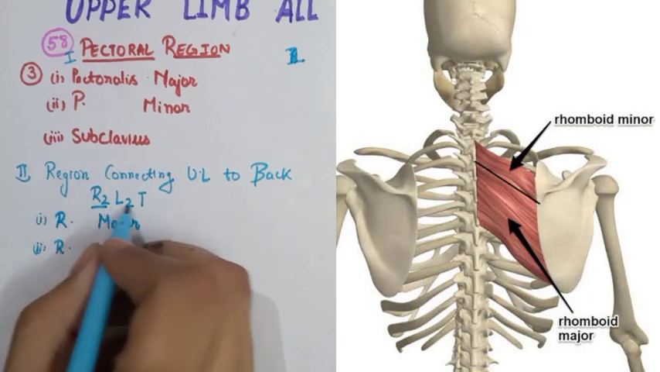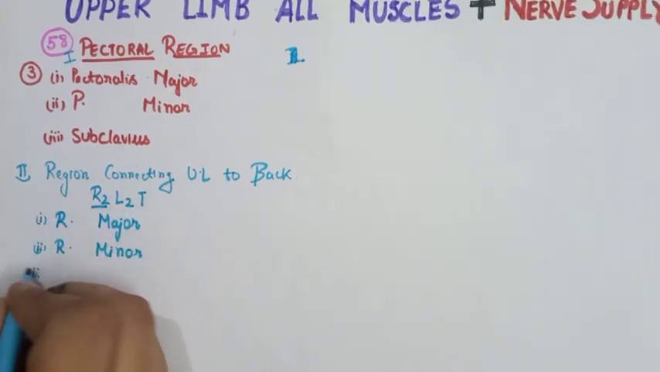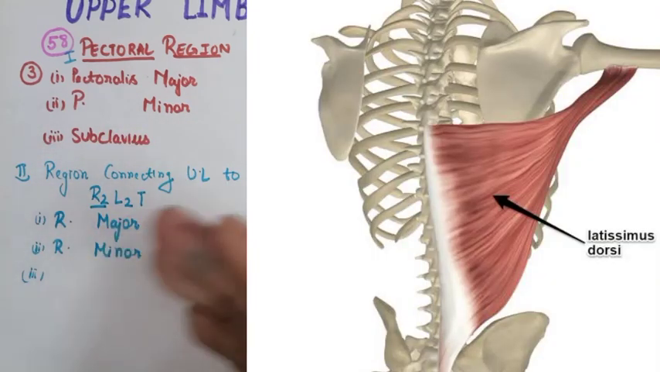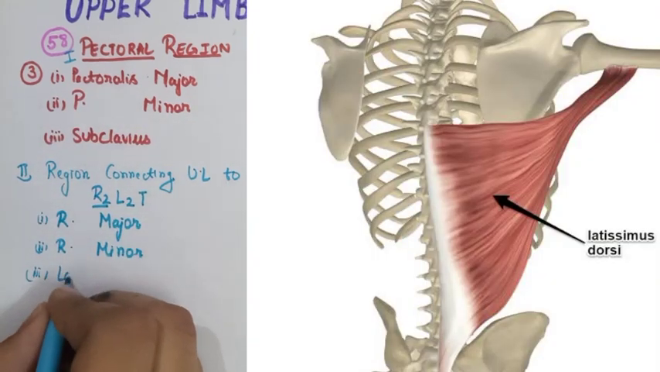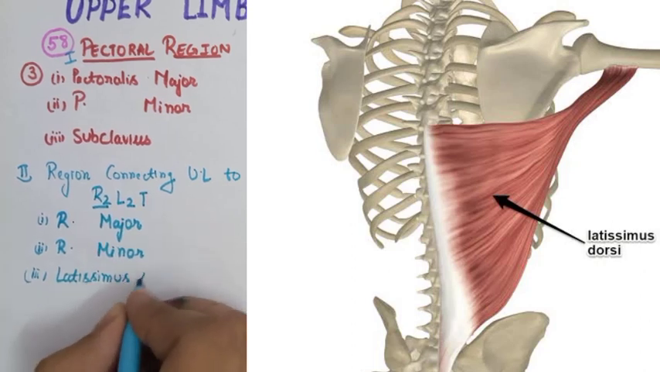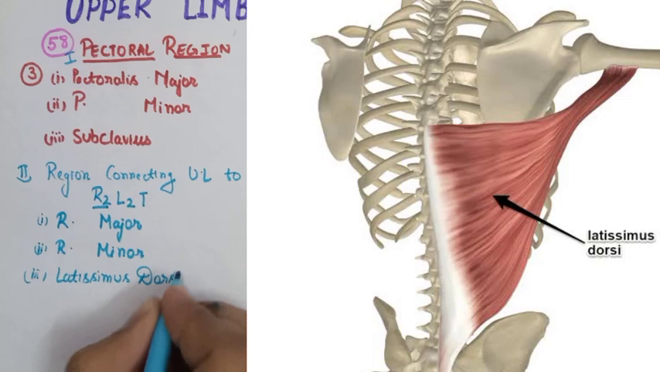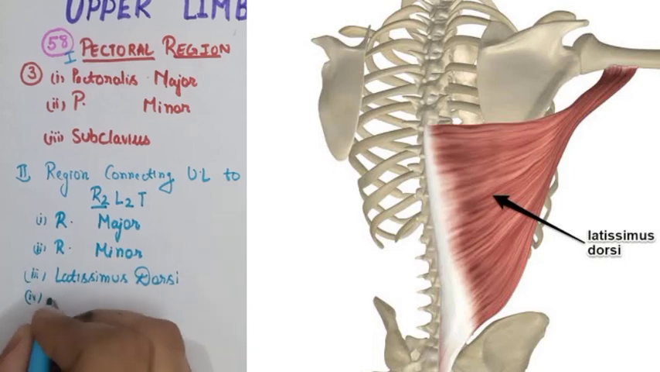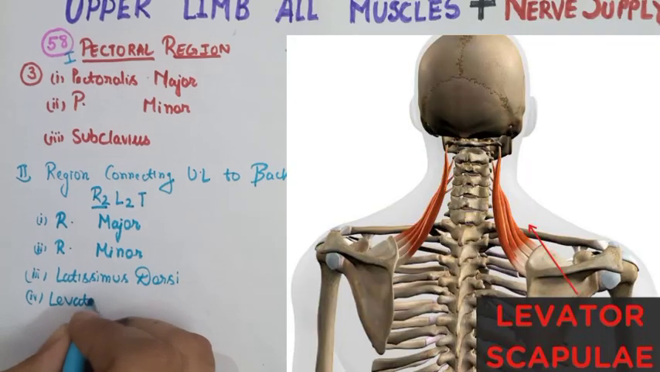Now we have L2. In the L2 we have 2 L's: latissimus dorsi and the levator scapulae. Latissimus dorsi, and the fourth muscle is levator scapulae.